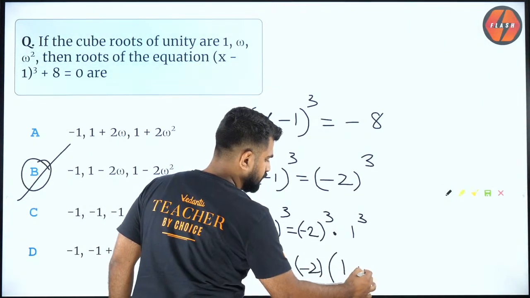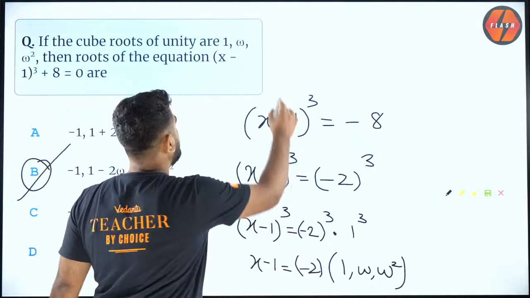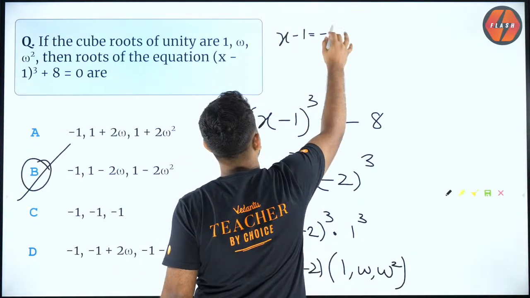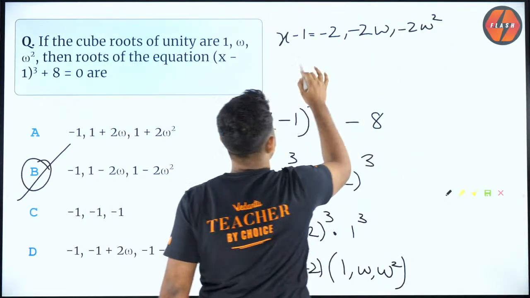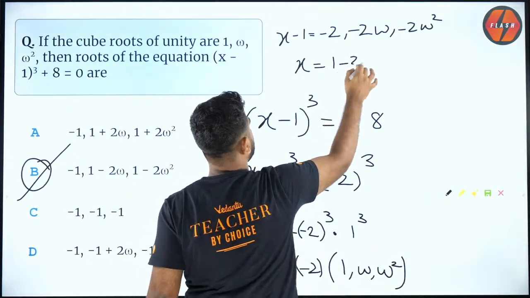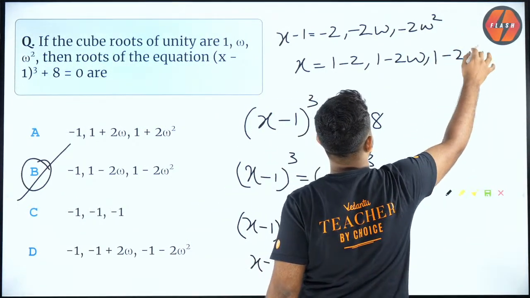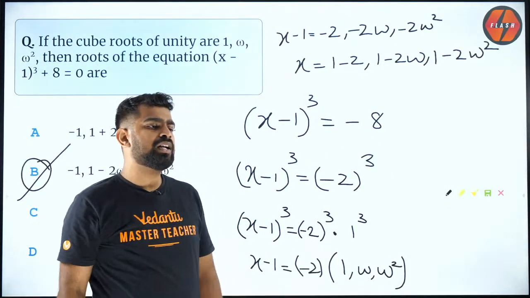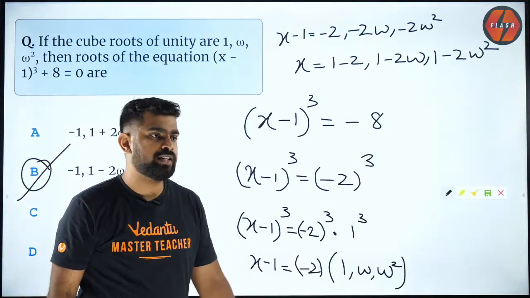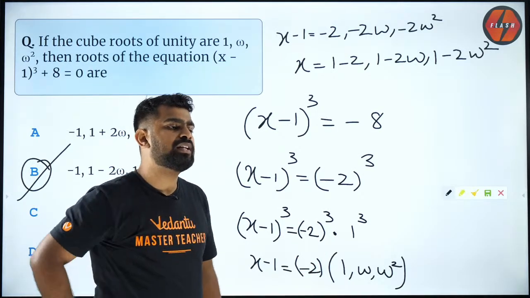That's it. So x minus 1 is equal to minus 2, 2 omega, minus 2 omega square. So x is equal to 1 minus 2, 1 minus 2 omega, 1 minus 2 omega square. So that will be the answer. I hope you guys have got it. So that is how you do it, Advait. Advait, I hope you understood it.